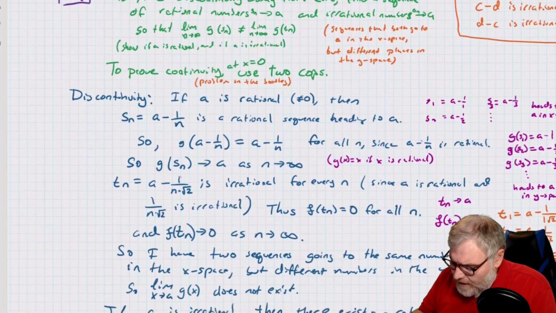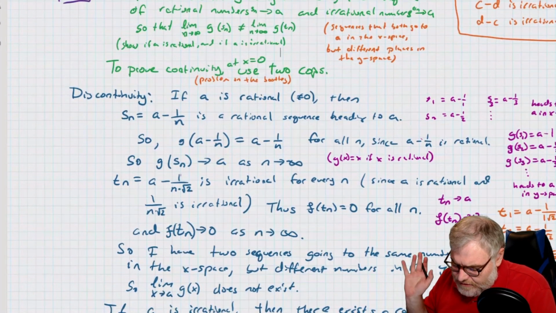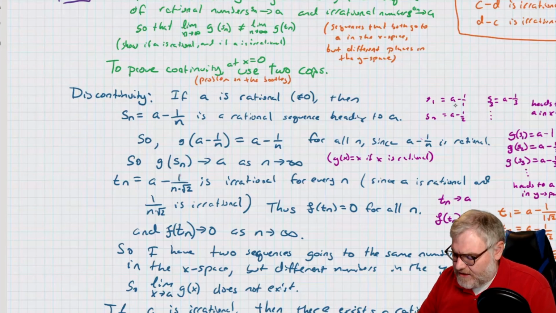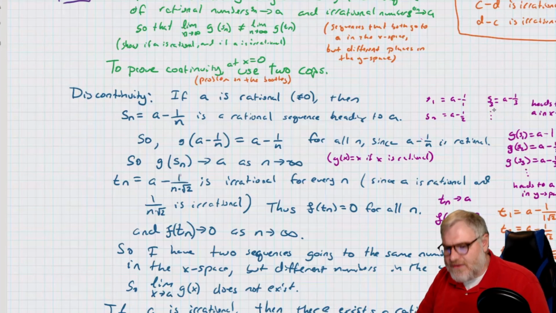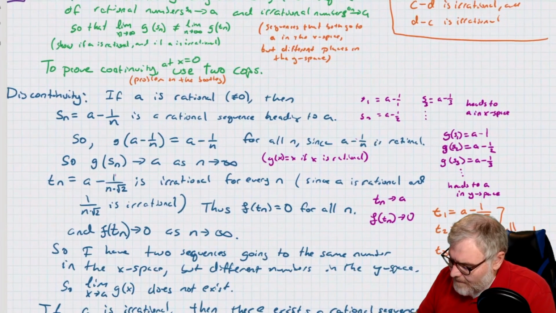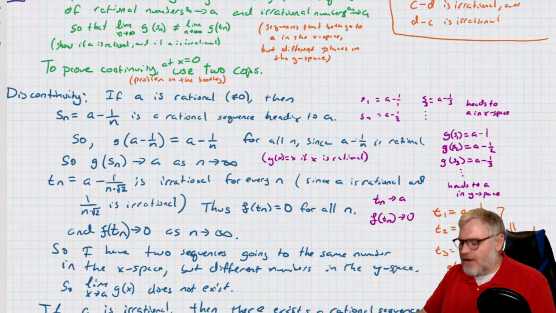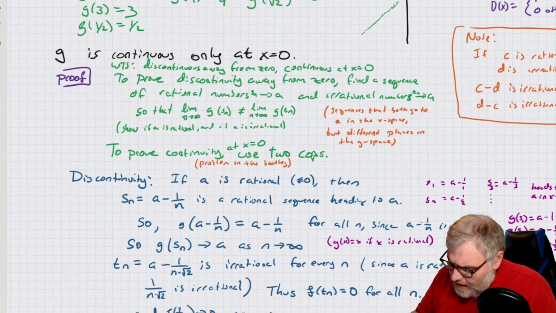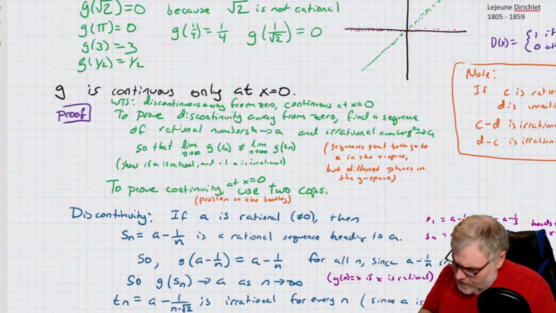So the first one I'm going to pick: if a is rational, not equal to 0, then I'm going to let Sn equal a minus 1 over n. This is a rational sequence heading to a, right? S1 equals a minus 1, S2 will equal a minus a half, S3 a minus a third, a minus a fourth, a minus a fifth, a minus a sixth, and so on. So I'm going toward a minus 0, which is just a. So I'm heading to a in the x space. Now, these are all rational numbers, right? a is rational and 1 over n is rational, so I'm subtracting two rational numbers, and I get another rational number.